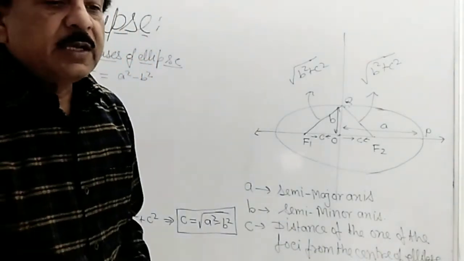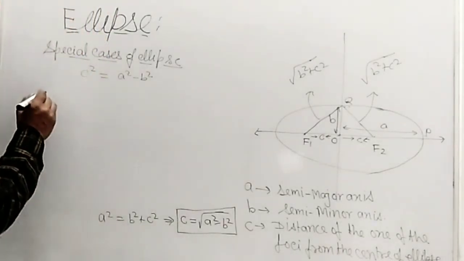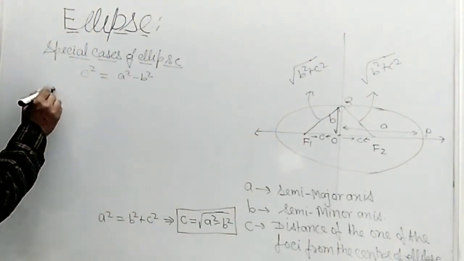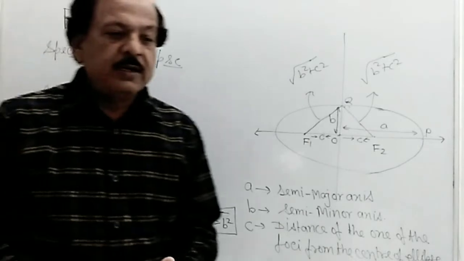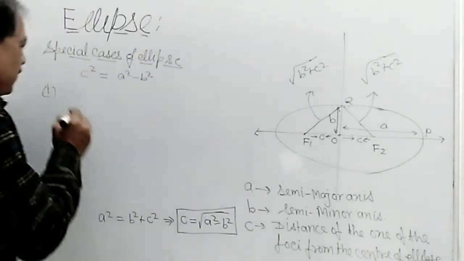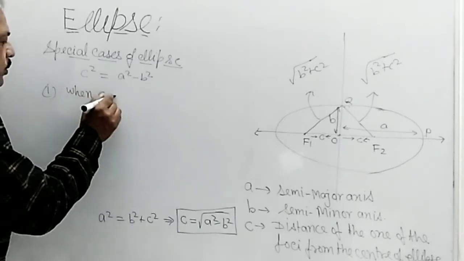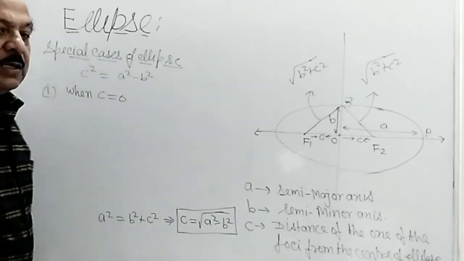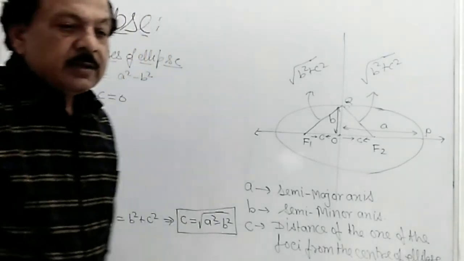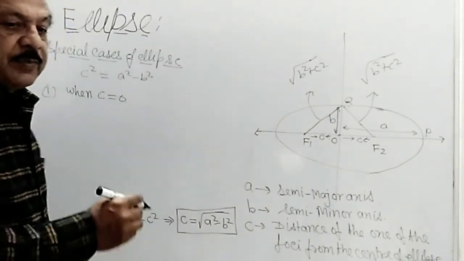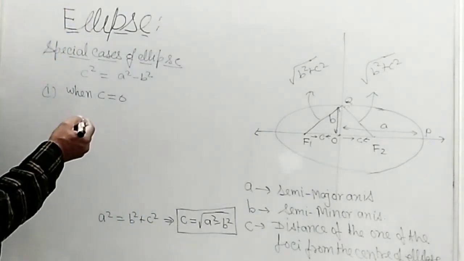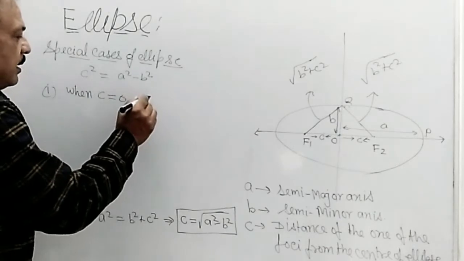तो ellipse का शेप चेंज होगा तो उसके लिए दो कंडीशन होगी. पहली कंडीशन होगी, when C इक्वल टू 0. अगर C इक्वल टू 0 हो गया तो क्या होगा? तो क्या हो गया कंडीशन?